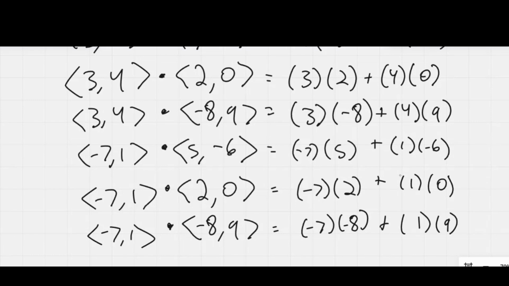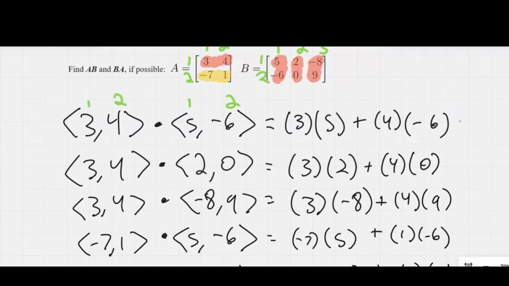Essentially, we have a number of expressions that can be evaluated that can determine the values of our resulting matrix after A is multiplied by B. So let's first evaluate these. We have 3 times 5, which is 15, plus 4 times negative 6, which is negative 24. So 15 minus 24 is negative 9.